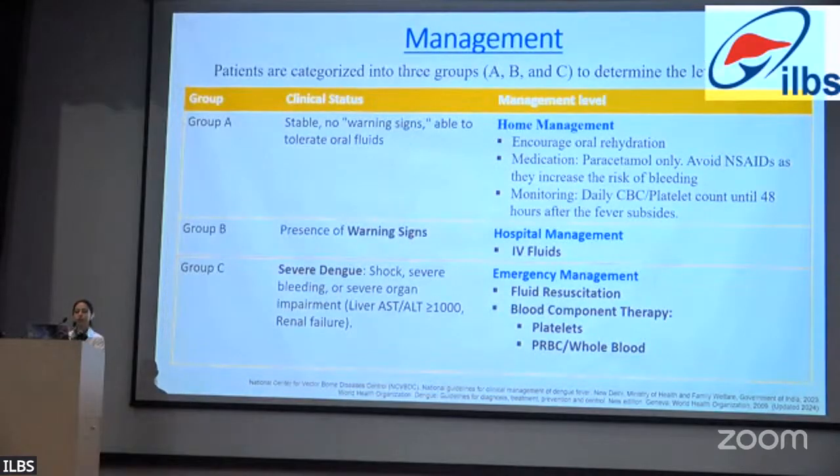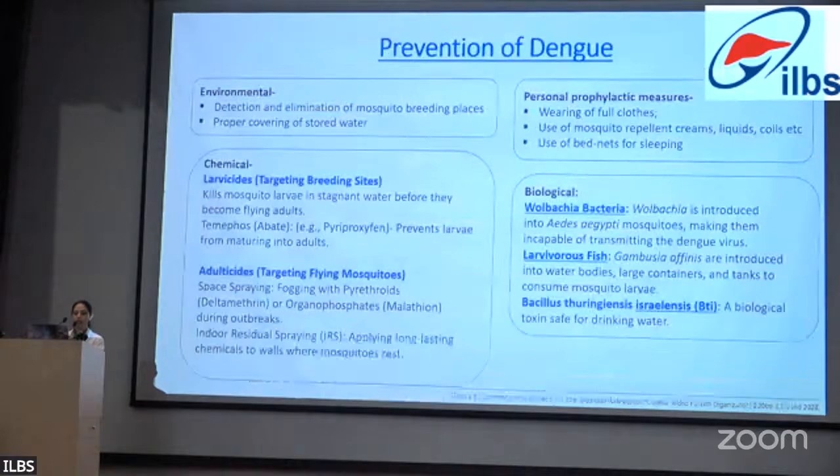In management, patients are categorized into Group A, Group B, and Group C. Group A are stable patients recommended for home management, Group B with warning signs for hospital management, and severe dengue requiring emergency management.